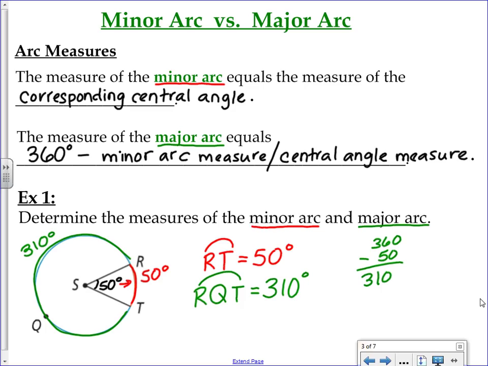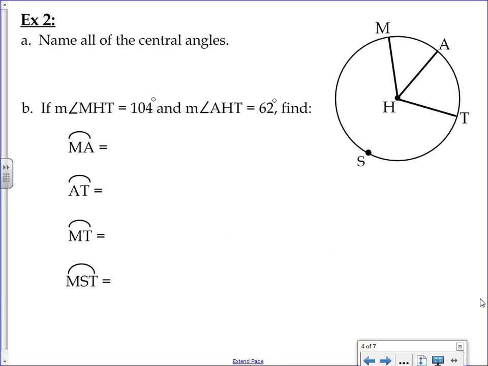That is it. So now we're just going to do a bunch of different examples where, let's say I don't just have one central angle, but I have a few central angles. So let's look at example 2. Example 2 says name all of the central angles, and then I'm going to give you guys some degrees for these angles, and we're going to find measures of different arcs. So if you look at the central angles, we have quite a few. We can start here with this angle on the left, which is angle MHA. So just start listing them out.